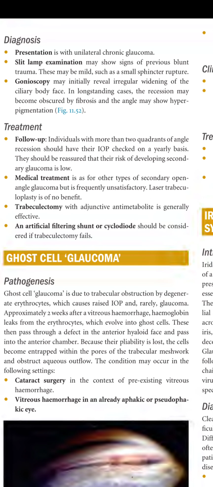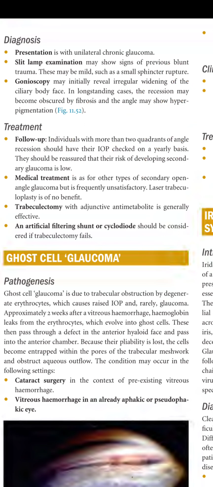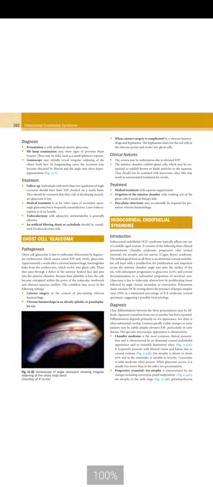Medical treatment is as for other types of secondary open angle glaucoma but is frequently unsatisfactory. Laser trabeculoplasty is of no benefit. So in this case, medical treatment is not very effective because the pathogenesis is that the trabecular meshwork has been damaged. Trabeculectomy with adjunctive antimetabolite is generally effective, and an artificial filtering shunt or cyclodiode should be considered if trabeculectomy fails. So that's it for the glaucoma part 10. See you in the next lecture.